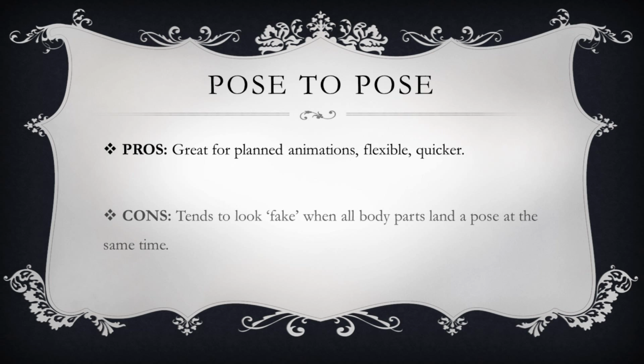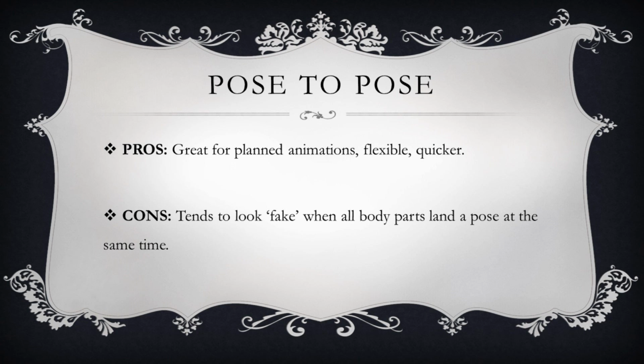The downside of pose-to-pose, however, is that it can look a bit fake when all body parts land a specific pose at the same time. I don't know, this might be a little bit difficult to explain, but for example, say for the jump animation, you'll have 3 poses. So the first pose might be the anticipation as he's about to jump, and the second pose is the jump at the highest point, and the third pose is his landing. So with the pose-to-pose method, as his feet touches the ground, he's already in that landing pose, which is odd.